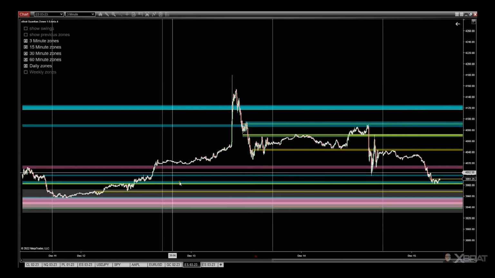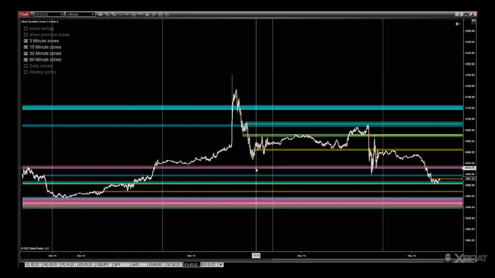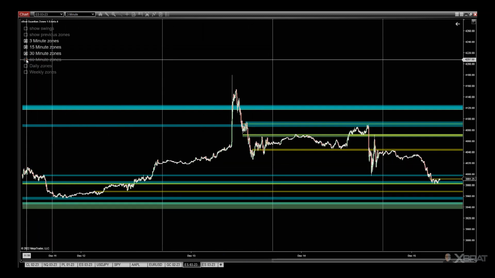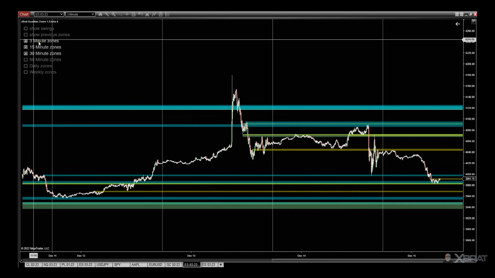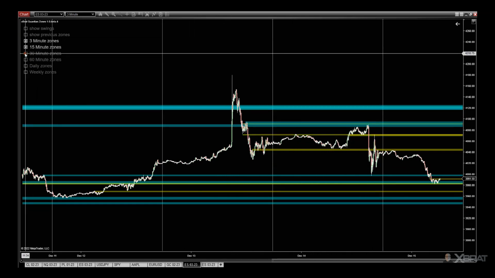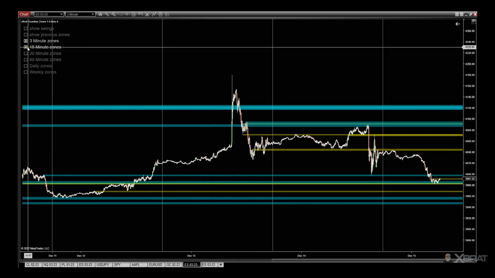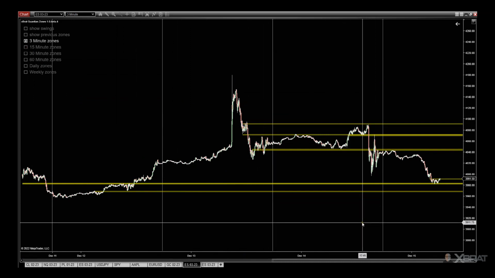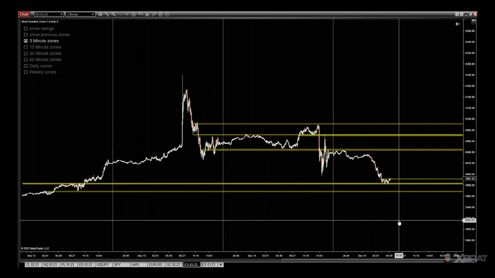So the grey zone is the daily zone if I switch that off, and then the pink zone is the 60 minute if I switch that off. You see them start to disappear, and then the 30 minute is the green. Okay, I'll switch that off, and then the 15 minute is the blue, and then the current time frame is the yellow. So at the moment, for example, the support and resistance zones just for this 3 minute chart on ES, this is where they are.